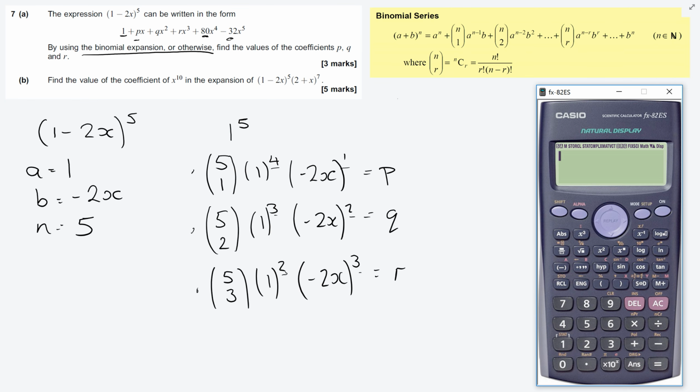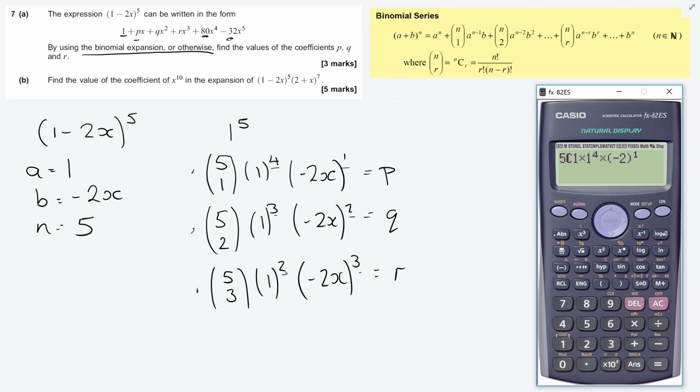So into our calculator then, we're doing 5 choose 1, so it's 5, shift divide button to give us the choose symbol, 1. That's being multiplied by 1 to the power of 4, and that's being multiplied by, in brackets, minus 2x to the power of 1. The only thing I can't put into my calculator here is the x term. Just got to remember that I'm doing that.